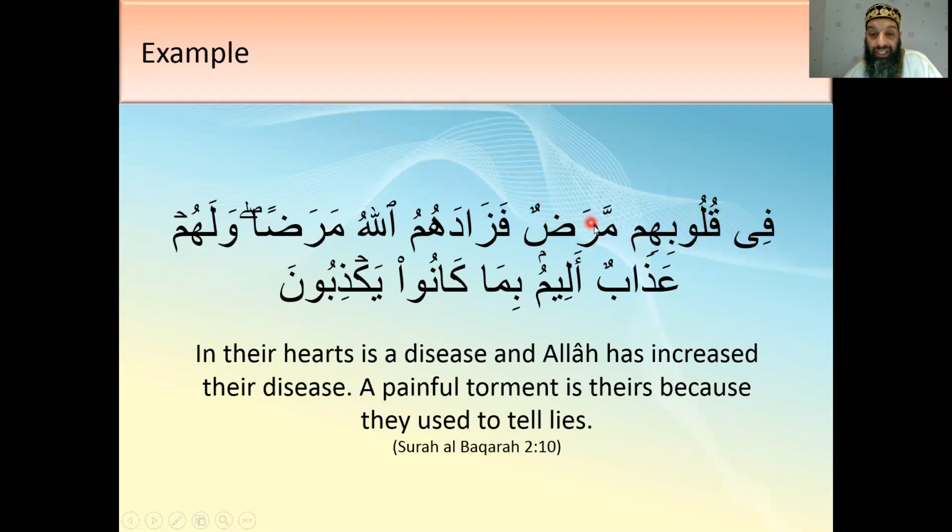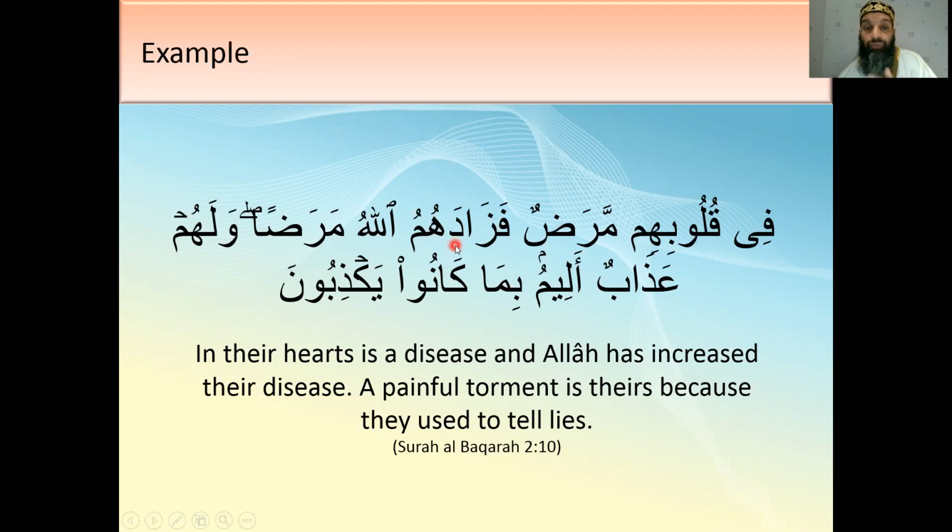Maradun is a disease. Fazada. Zada means to increase. He increased. Look, fa, so, zada. Like in Urdu we say ziyada. I presume it's from the same. Zada means so he increased. Okay, so he increased them. Zada, root word. Them. As far as I know, it's a root word. So he increased them.